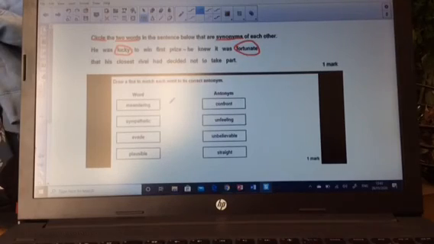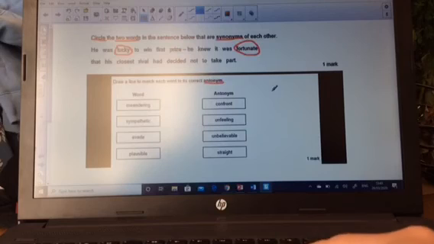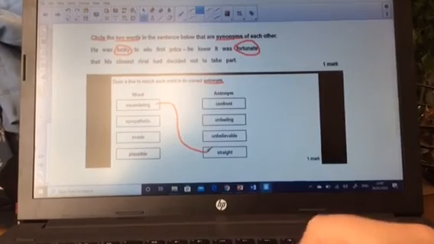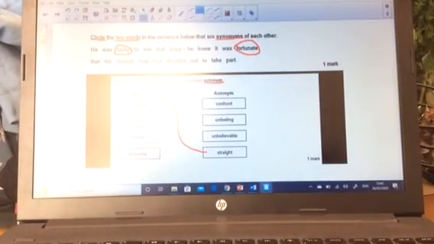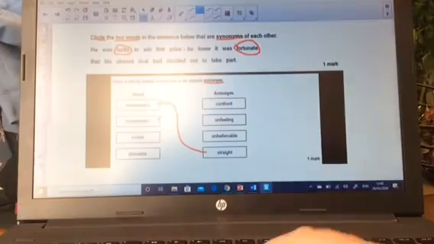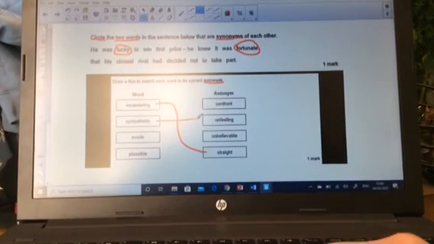Our second question says, draw a line to match each word to its correct antonym. So remind me, what does an antonym mean? That's right, it means the opposite. So we've got meandering. So if you're meandering, it means you're not walking in a straight line. You might be walking in a wibbly wobbly line. You might be walking in circles, anything but a straight line. If you're sympathetic, that tends to mean that you're kind and caring and you feel for other people. So the opposite of sympathetic would be unfeeling.